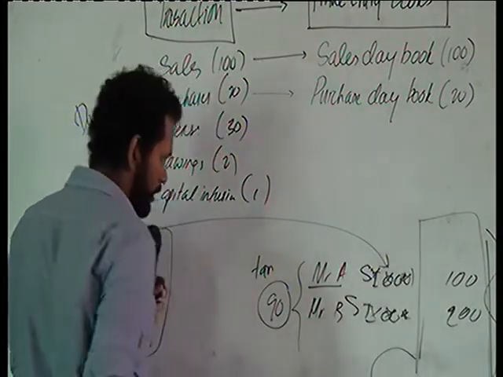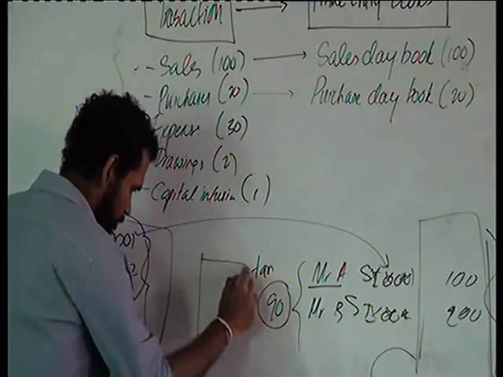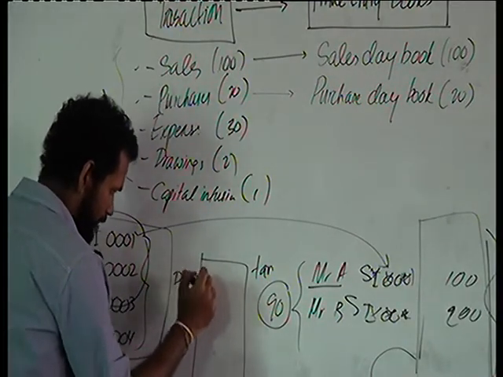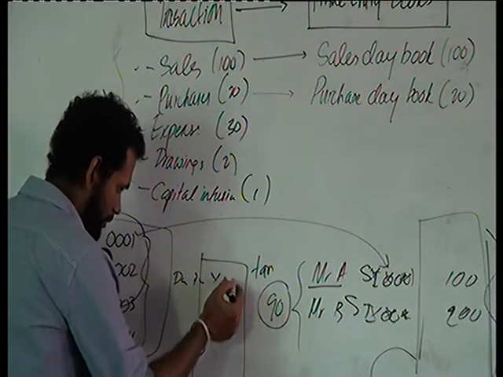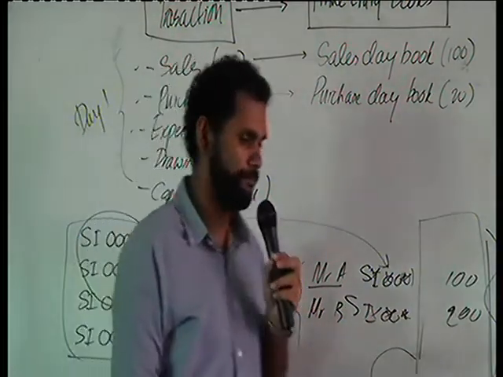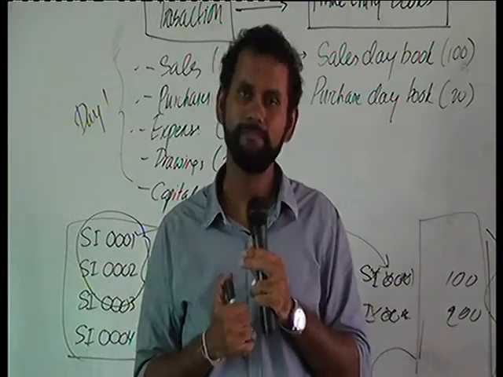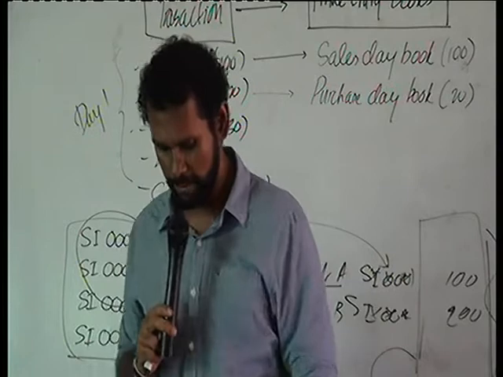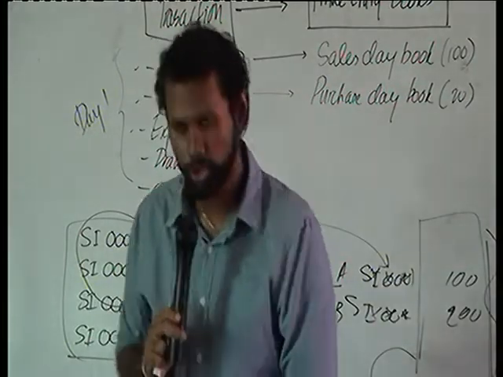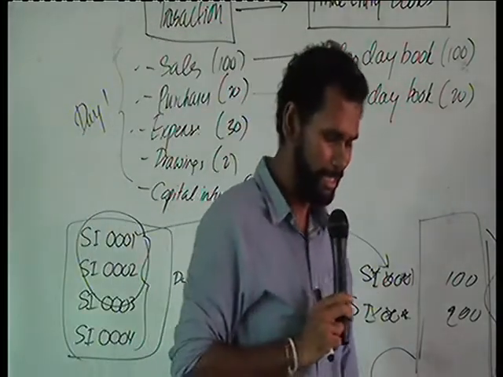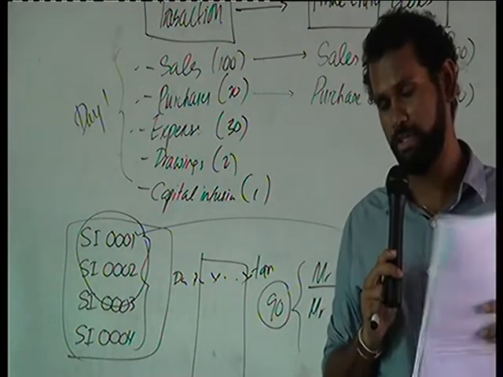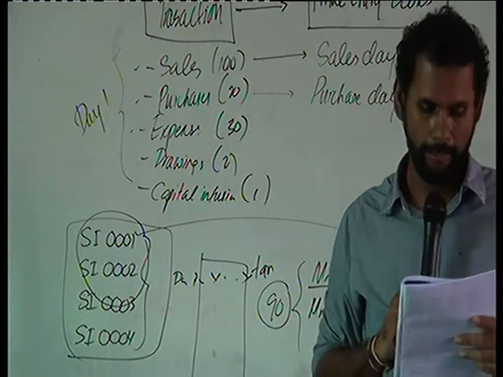SI0002, likewise. In prime entry books, you will be able to match the date, the reference number, the customer's name, the description, and the values. At a minimum, that will be there. Right? So different types of transactions will be having different source documents. So those source documents will be used in recording the data into the prime entry books.